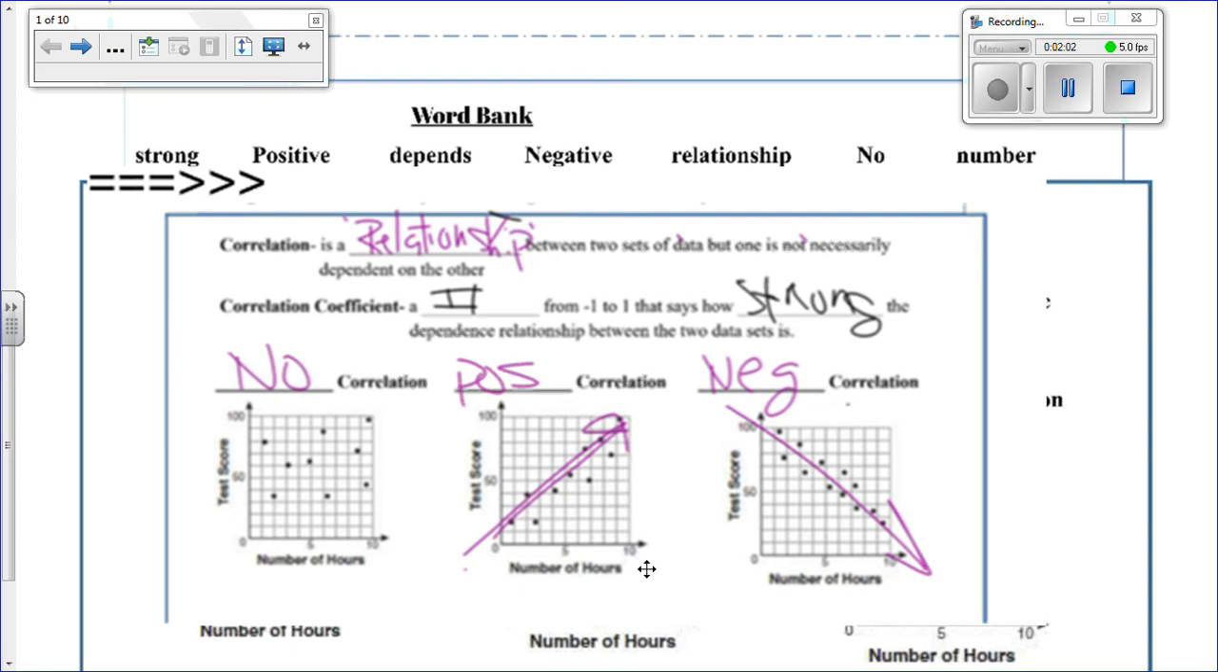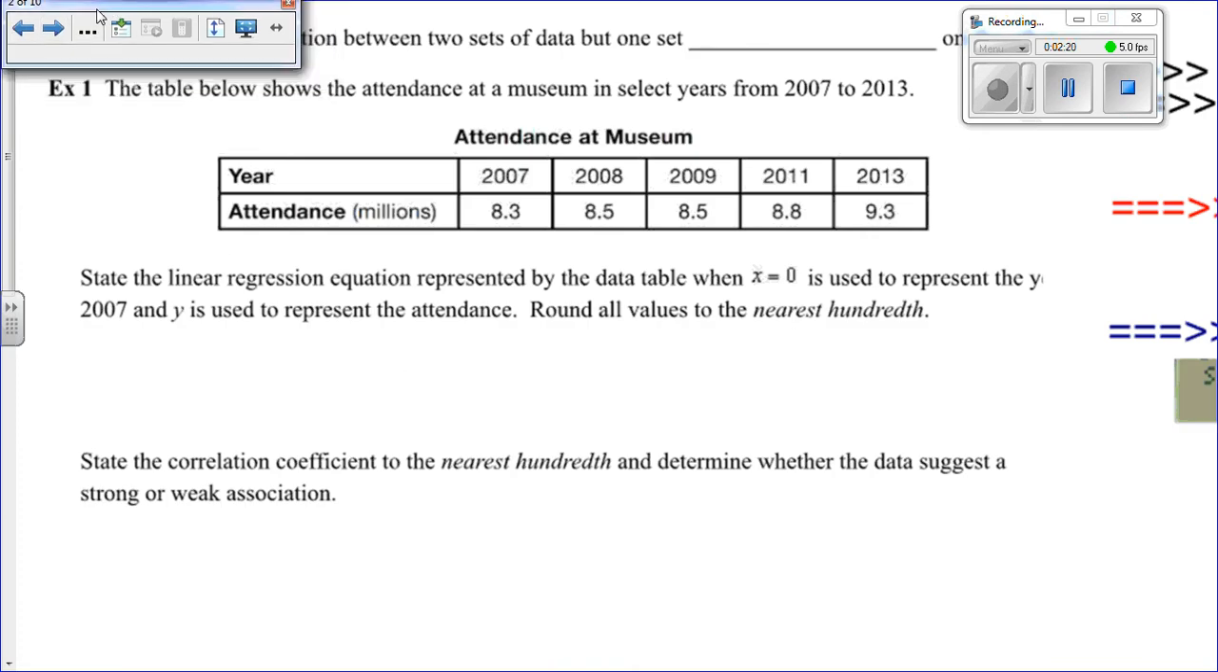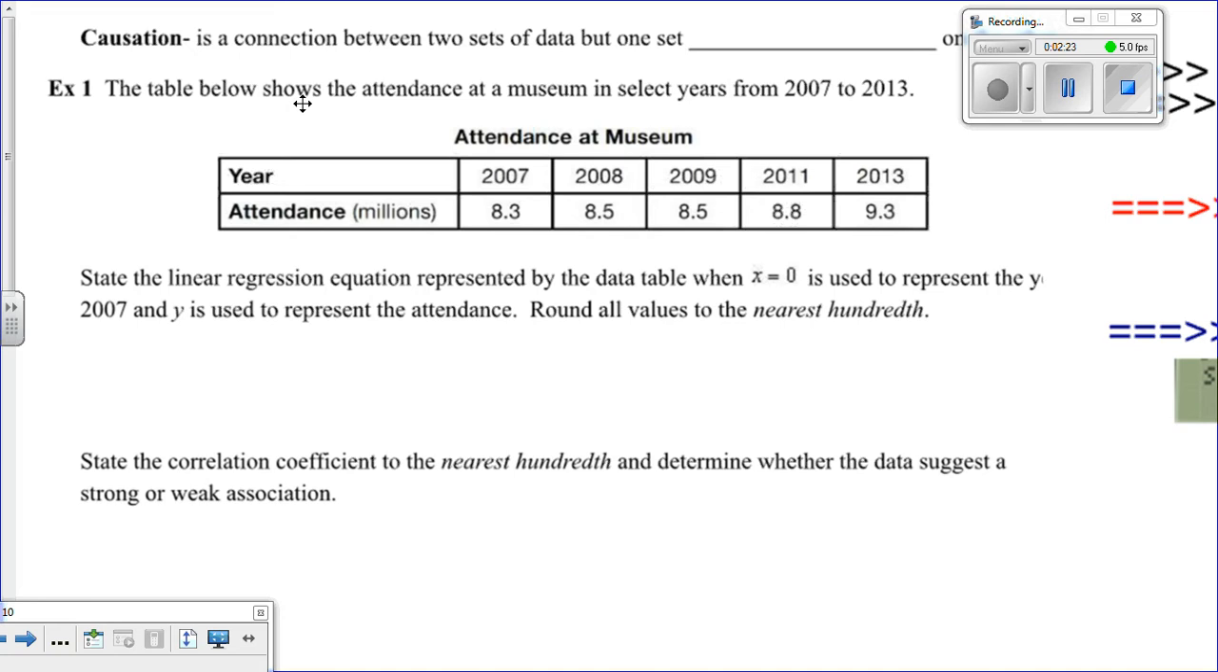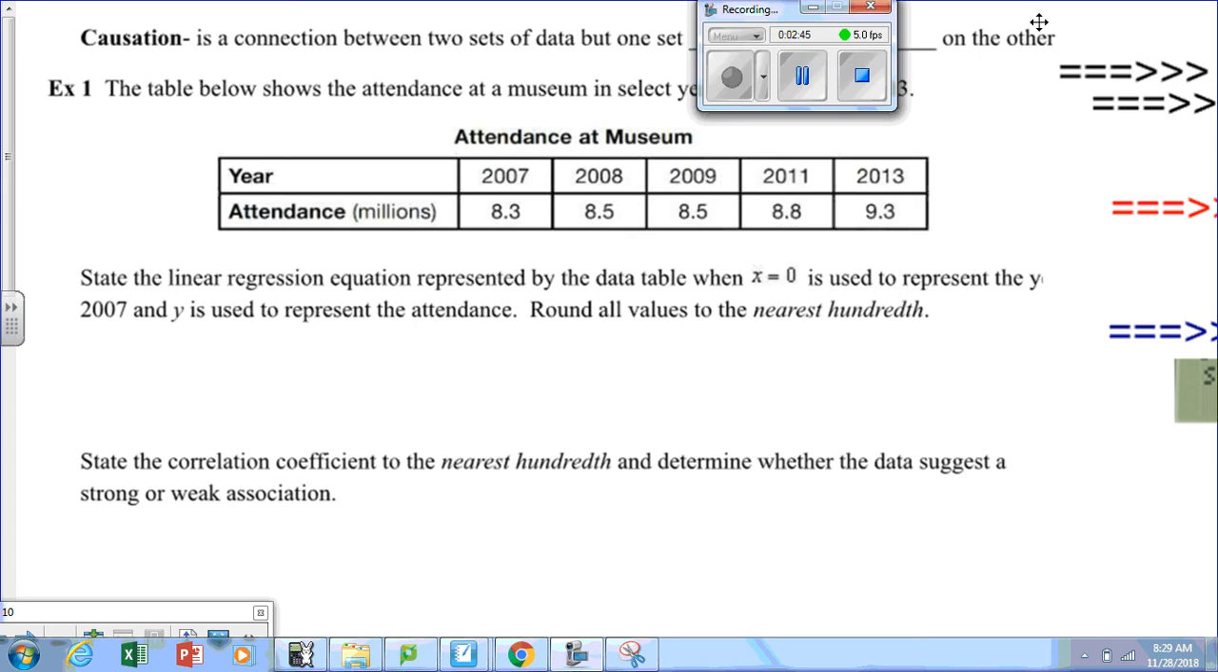All right, here we are. We're looking at a situation where the museum over the course of years is steadily increasing the amount of attendees that it has. 2007, 8.3 million. 2013, 9.3 million. So we see a constant influx of attendees. So what we need to do there is remember they're asking us to change 2007 to 0. 2008 must become 1 because I've increased by a year. 2009 becomes 2. 2011 becomes 4, and so forth and so on.